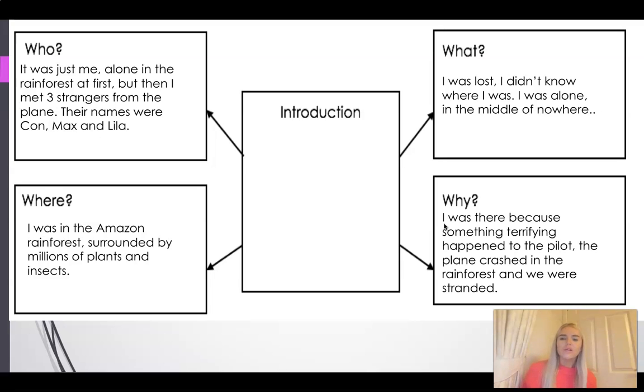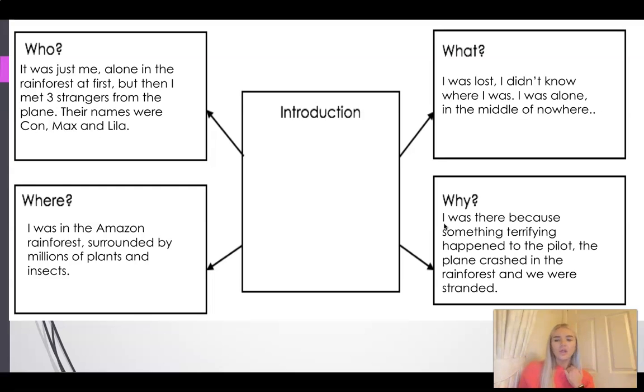Well, where was the explorer set? Who was there first? Well, it was you, Fred. What did he do first? Well, before he even met everyone else, he was lost, wasn't he? He was walking around calling for help. So you could say, I was walking around and calling for help.